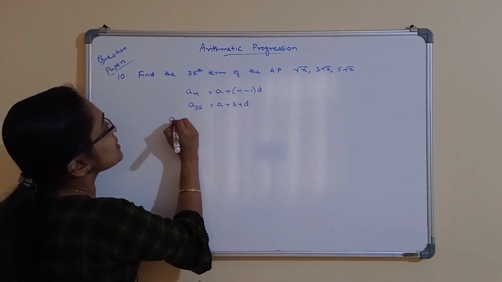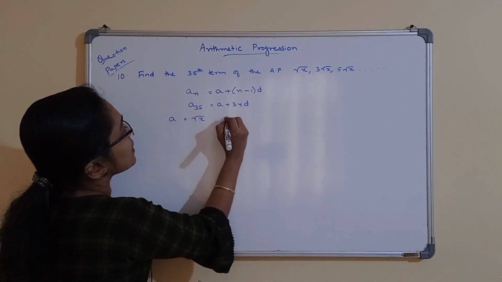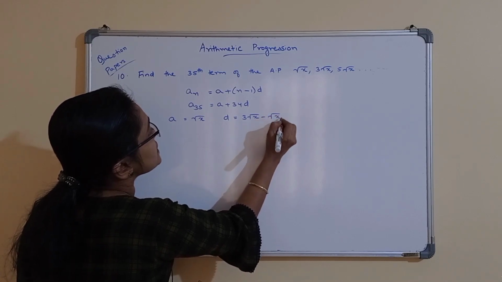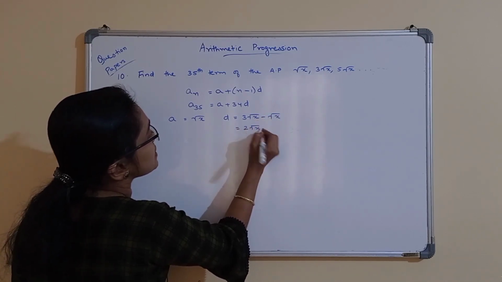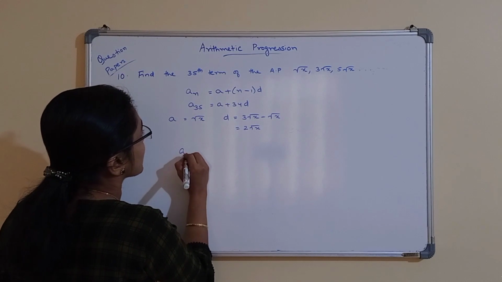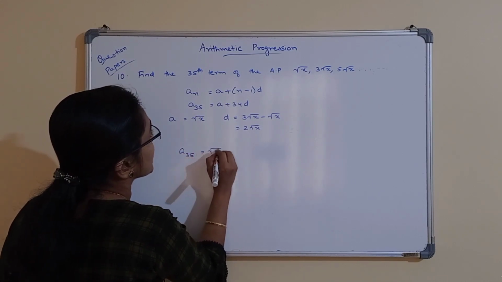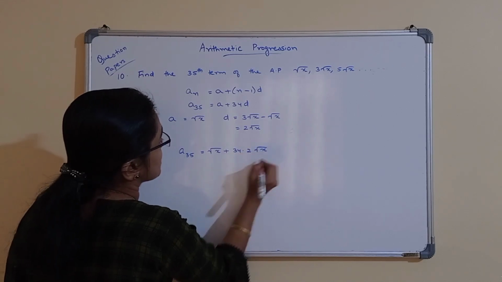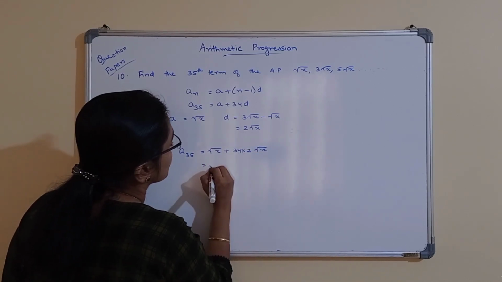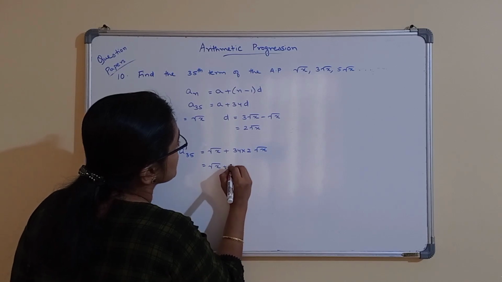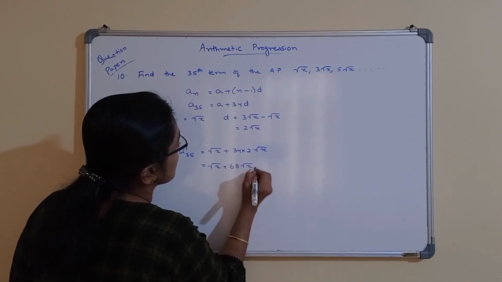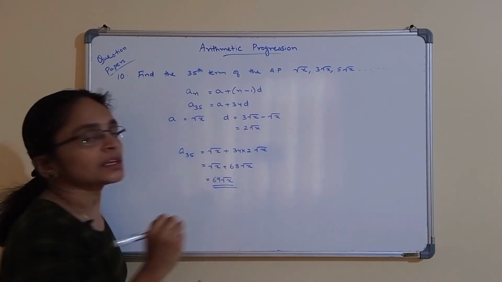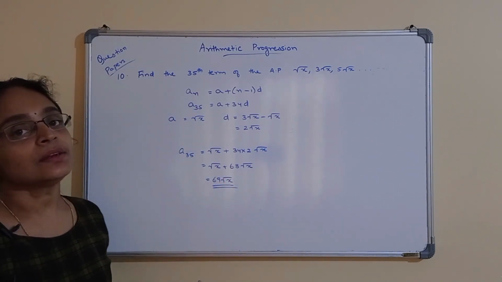Now A is equal to root x and D is equal to 3 root x minus root x, which is equal to 2 root x. So A35 is equal to root x plus 34 into 2 root x, which is equal to root x plus 68 root x, which is equal to 69 root x. So the 35th term is 69 root x.